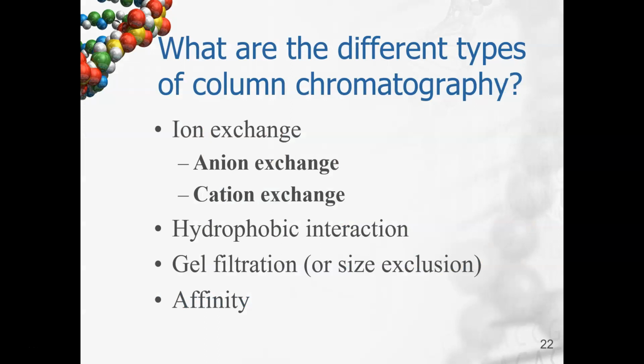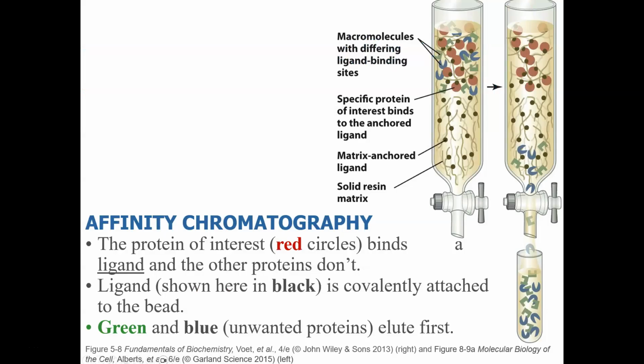Okay, so here's my list. Last type, affinity chromatography. So here, as the experimenter, you can make your own beads. It's actually not that difficult to do. If you have a protein that binds to a ligand, so a ligand is a small molecule. This is not the best picture right here. I have a couple more that are a little better.